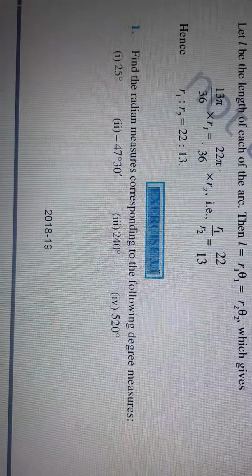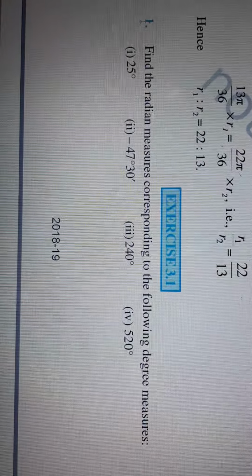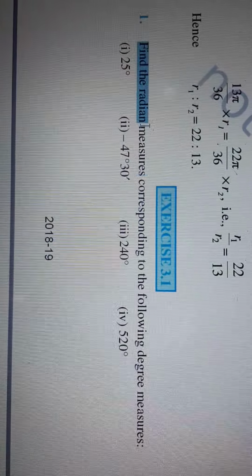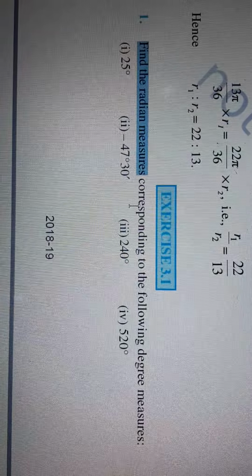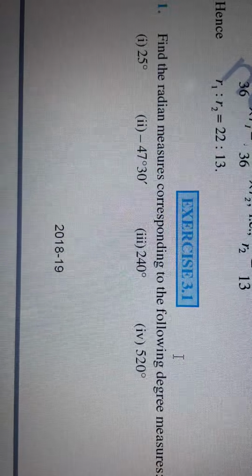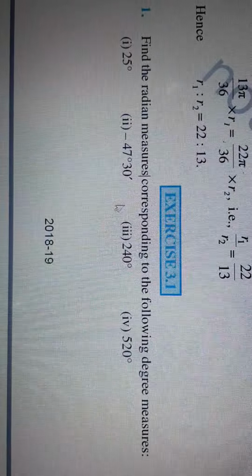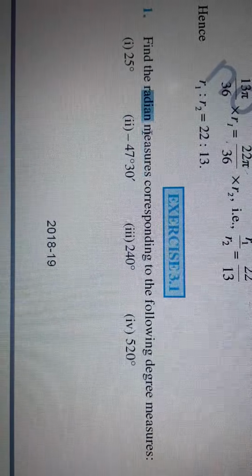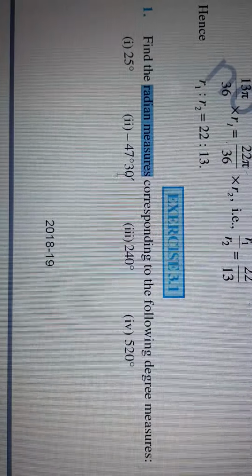So exercise 3.1 now. The first question, if you see: find the radian measure corresponding to the following degree measures. So we are given in the form of degrees. We'll convert into radians. Radian means in terms of pi.